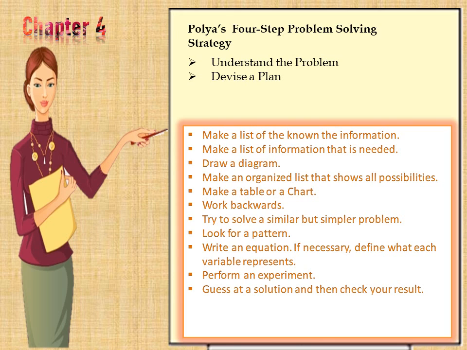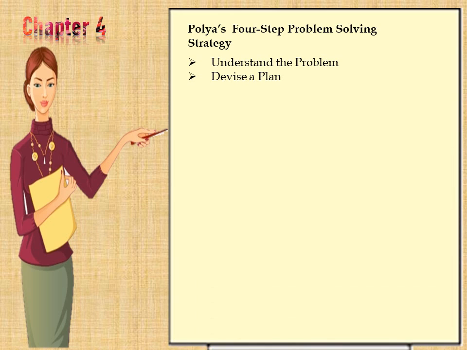Look for a pattern. Write an equation. If necessary, define what each variable represents. Perform an experiment. Guess at a solution and then check your result. Okay? So after this step, we're going to carry out the plan.